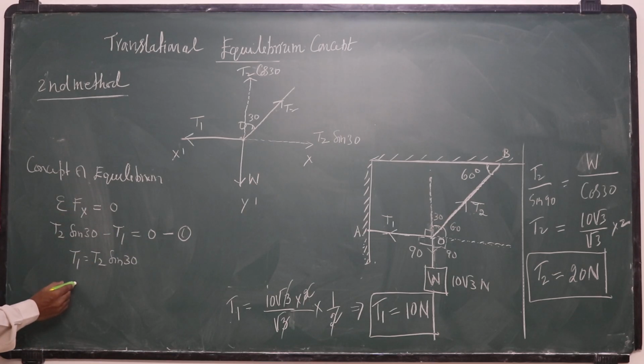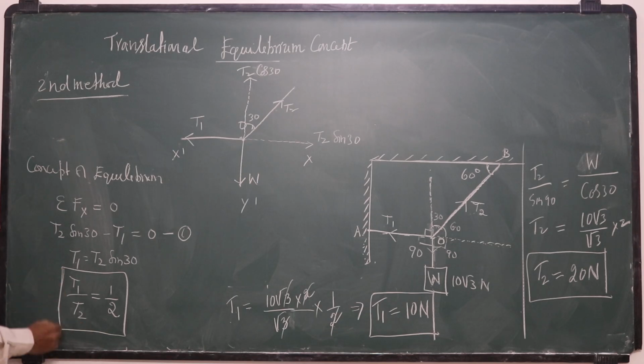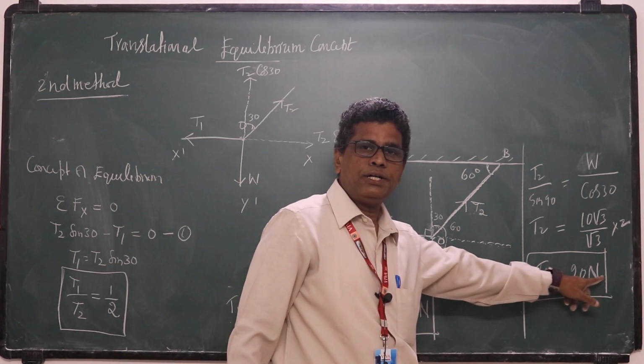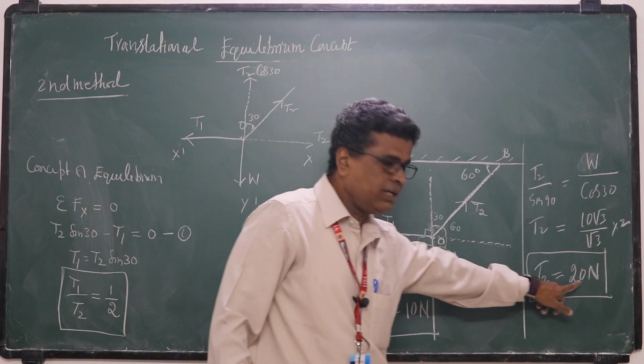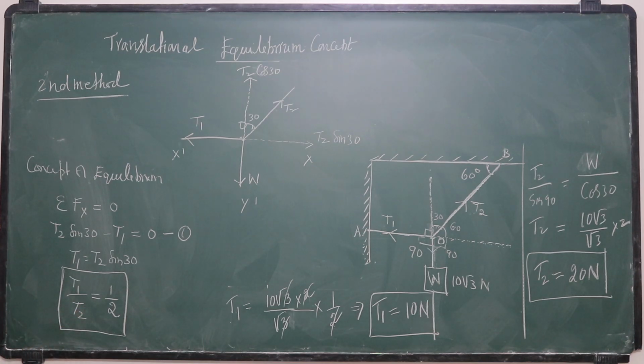or we can say T1 by T2, the ratio of tensions. Suppose you want the ratio of tensions in the problem. So what you will get, T1 by T2 is sin 30. Sin 30 is half, 1 by 2. Check whether you got the ratio of tensions 1:2. T1 I got is 10 newtons, T2 I got as 20 newtons. T1 by T2, 10 by 20, 1/2. So it agrees with this.